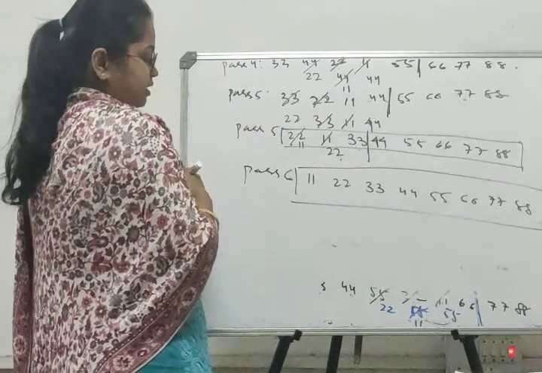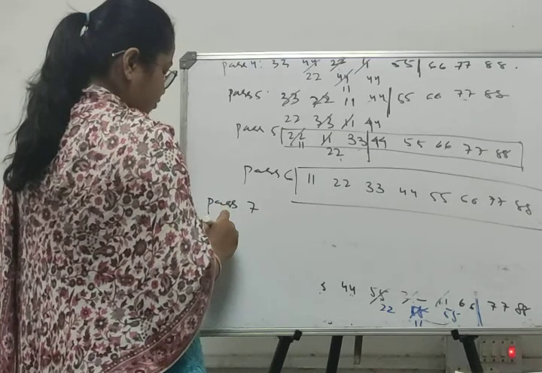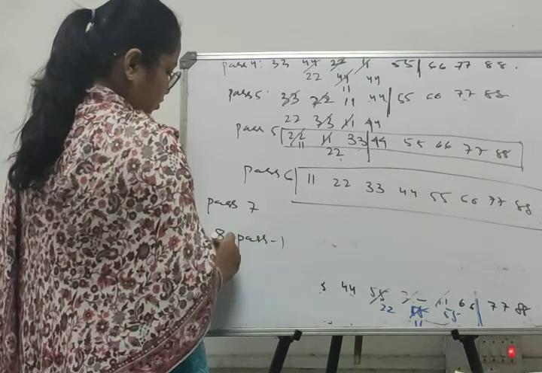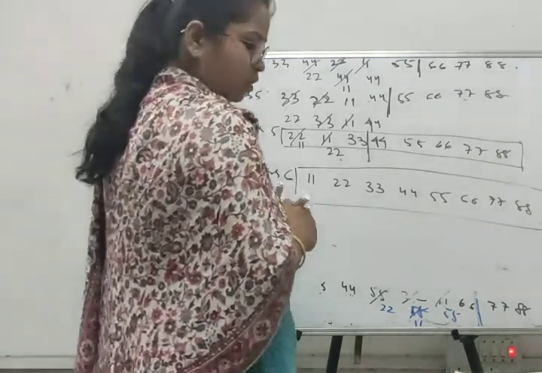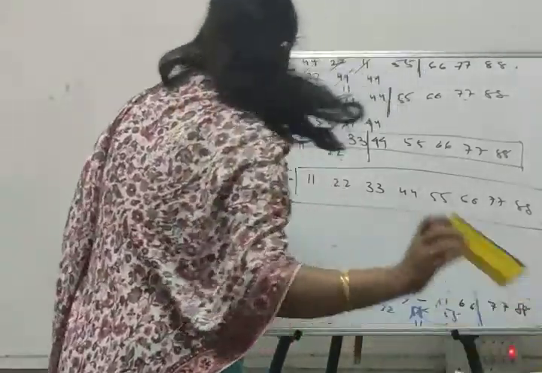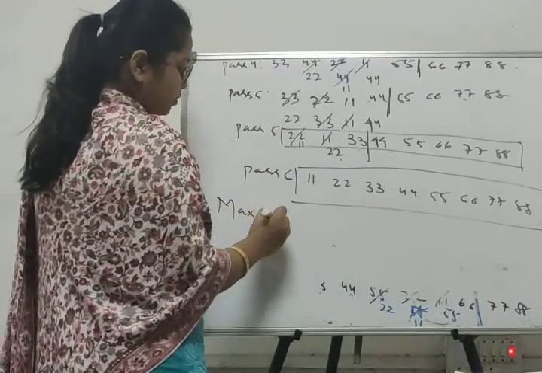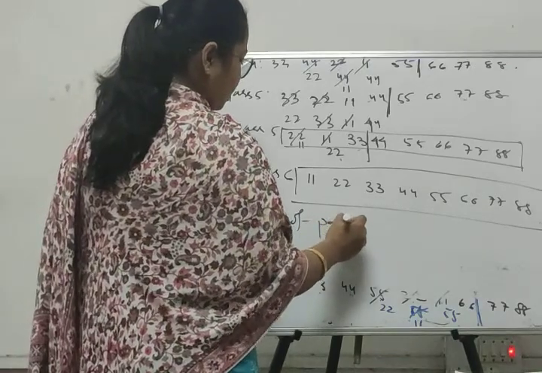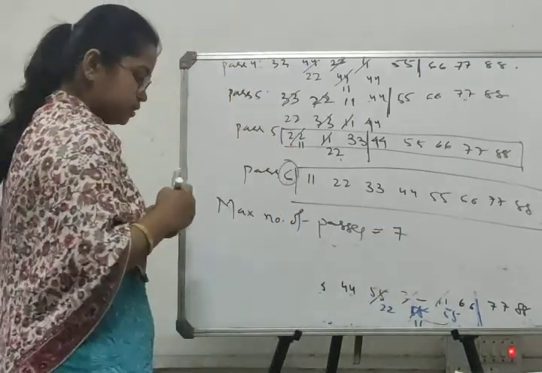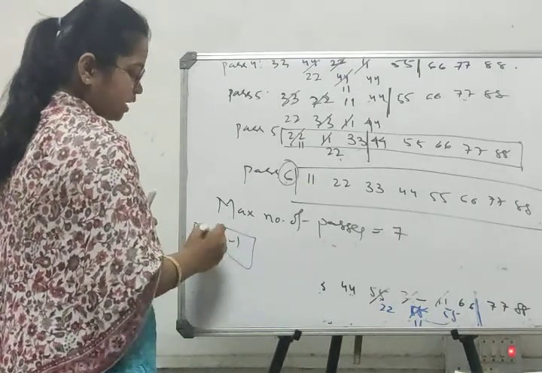We have come to pass 6. So maximum passes needed is generally 7. So what is our n minus pass minus 1? We have to continue till maximum number of passes. Here we got the answer in pass 6, but maximum number of passes is 7. That is n minus 1. N minus 1 passes needed. Number of passes needed is n minus 1.